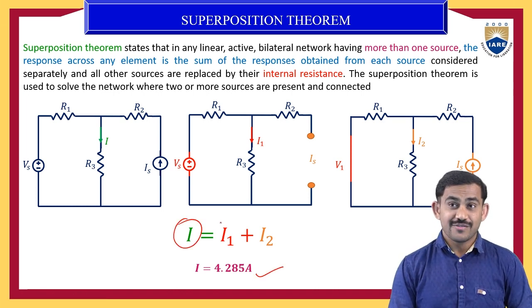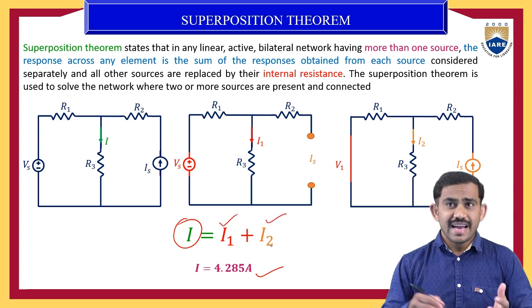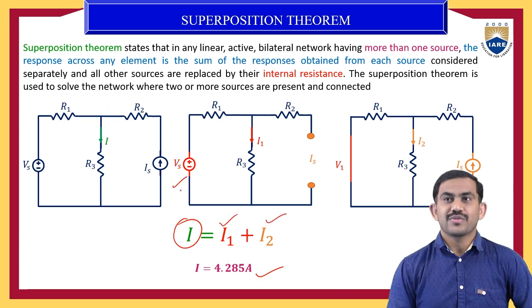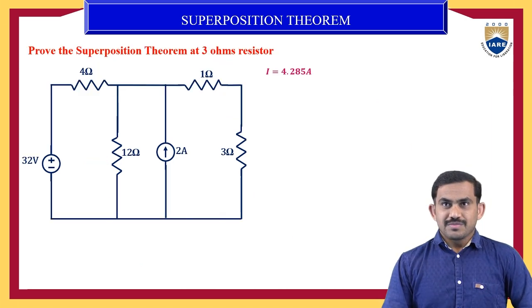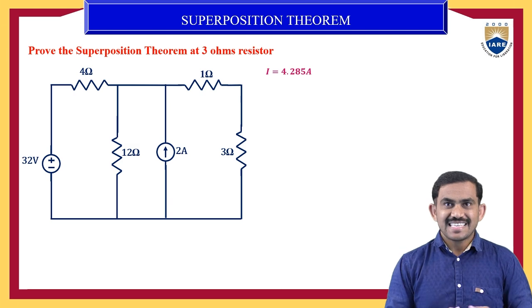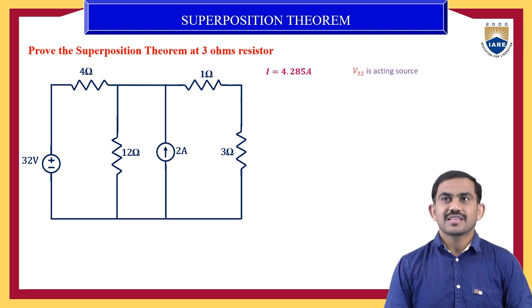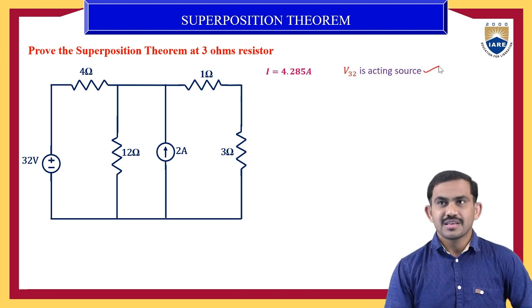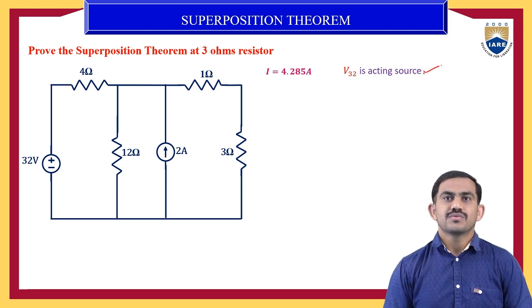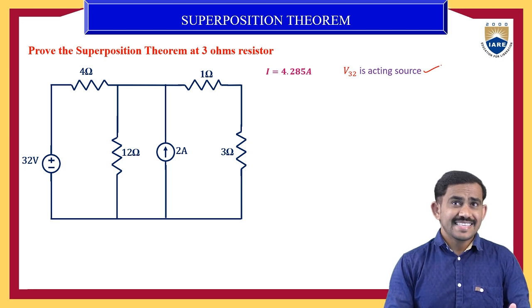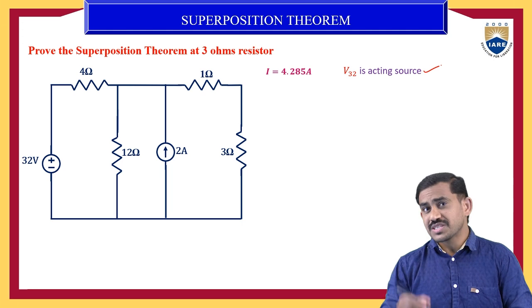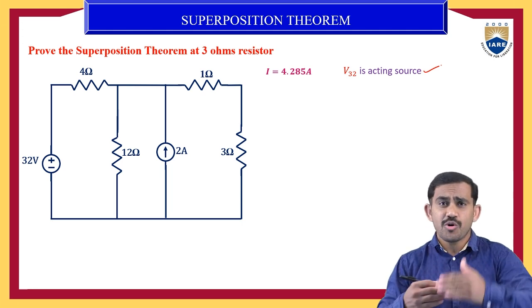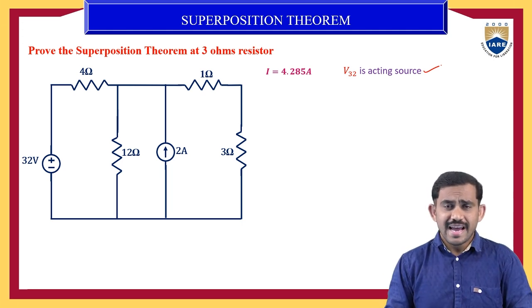Now I need to find I1 as well as I2. Am I right? For I1 I need to activate one source, and for I2 I need to activate the other source. So from the same circuit, my acting source is now the 32 volts. Then what about the remaining sources? A voltage source means short circuit, and a current source means open circuit. From this circuit I have one current source.